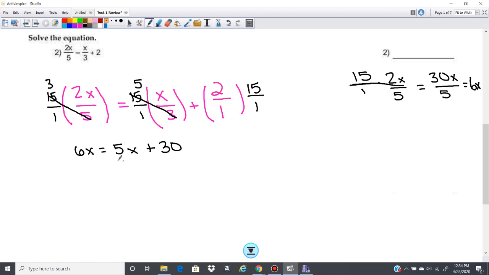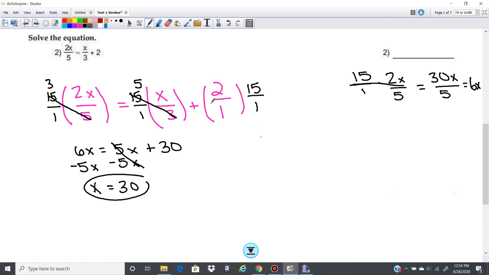And now I just solve like a regular equation. There's no more fractions. So this is a positive 5x. So if I subtract 5x from both sides, I'm going to get 6x minus 5x. That's going to give me 1x, or just x. These guys are going to cancel. 5 minus 5 is 0. And then I get x equals 30. And that's it.